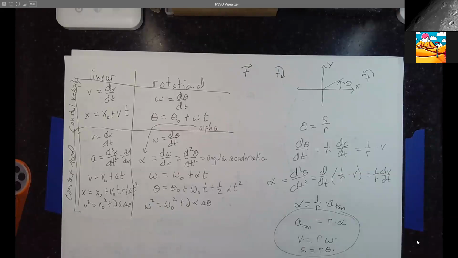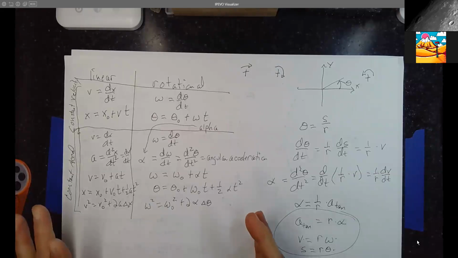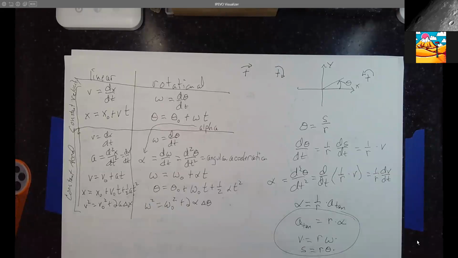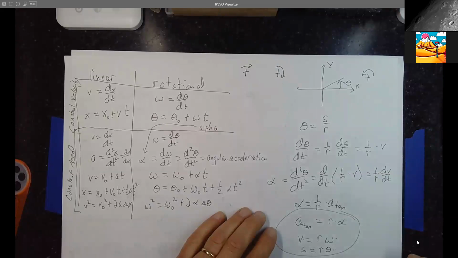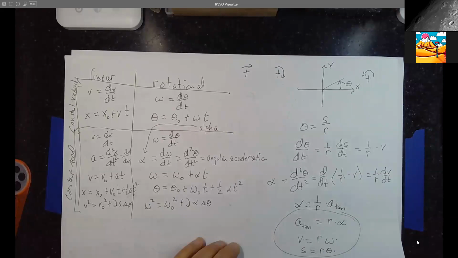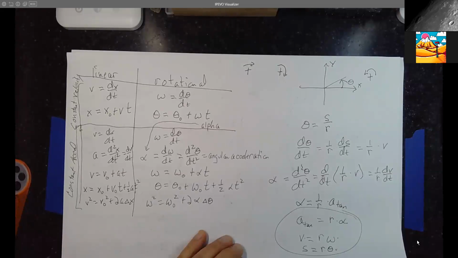Other parallels you might have. This is just for describing the motion. I'll find some example problems to do with this. But other things that can be parallel, another one that we'll look at is energy. And energy is where something gets very interesting.